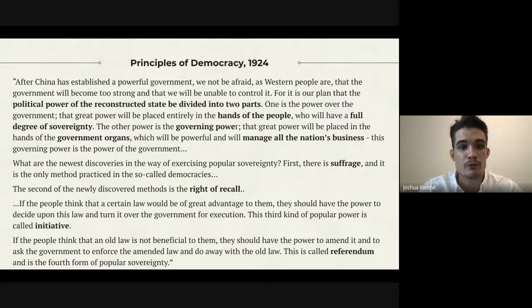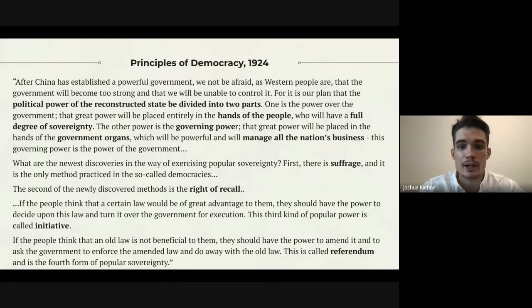And the last one is referendum. And this is a way of amending any law, okay, to do away with old laws. So we can call a referendum, and it ties in with the idea of suffrage. All people have a right to vote, and so they can all see what the new China is to become.